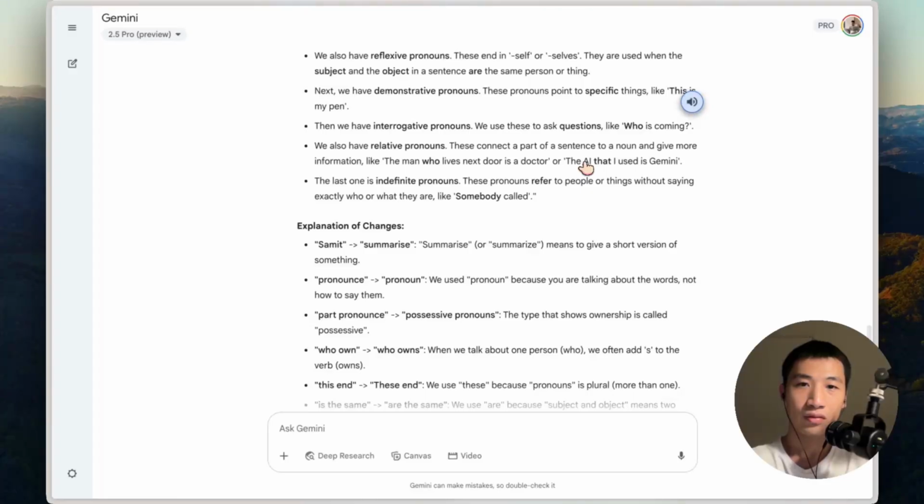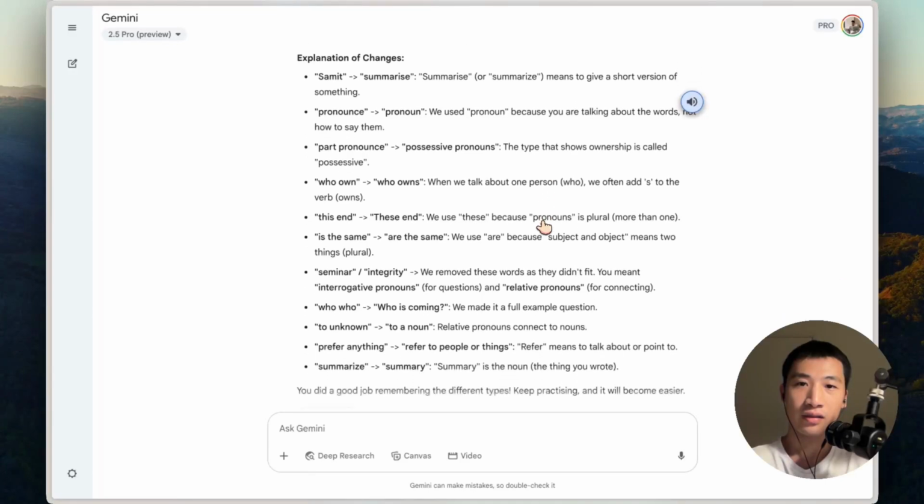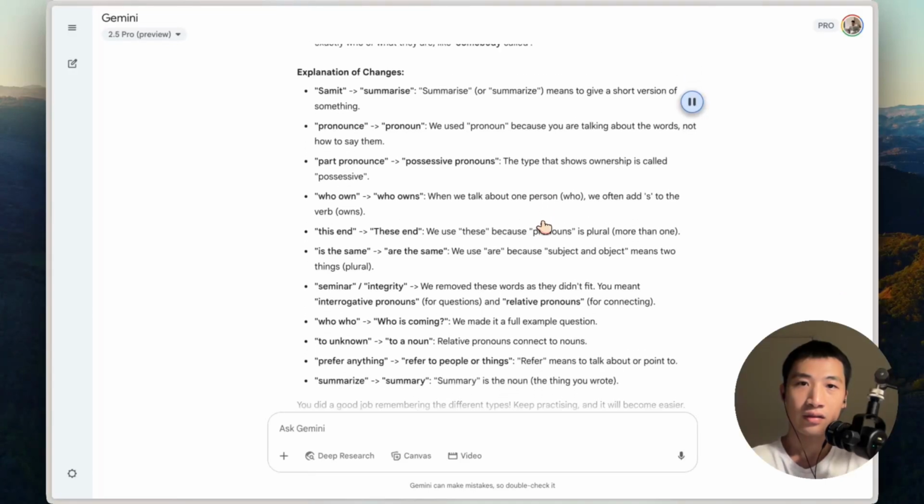Explanation of changes. To summarize means to give a short version of something. Pronounce to pronoun: we used pronoun because you are talking about the words, not how to say them. Part pronounce to possessive pronouns: the type that shows ownership is called possessive. Who own to who owns.